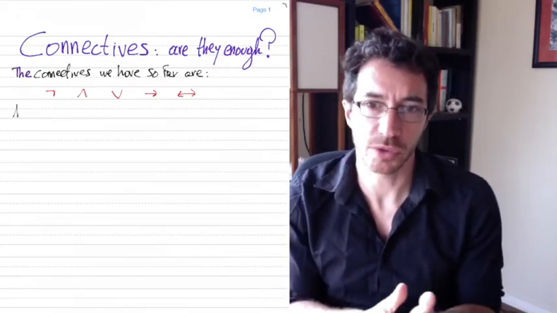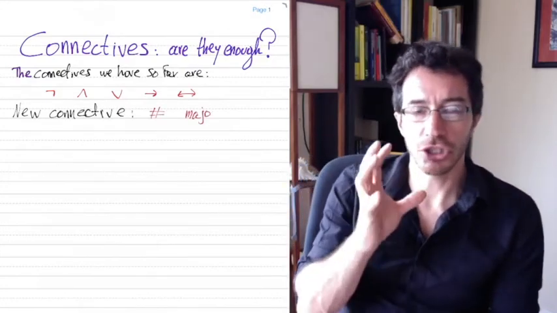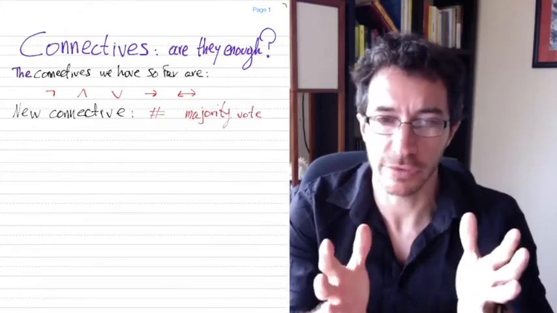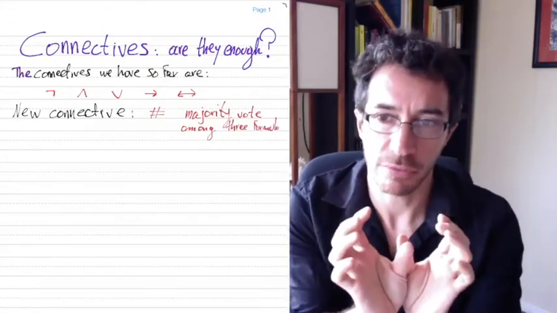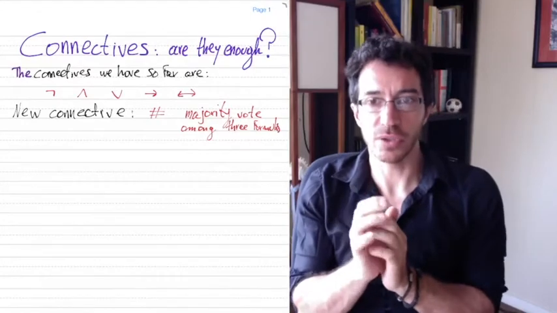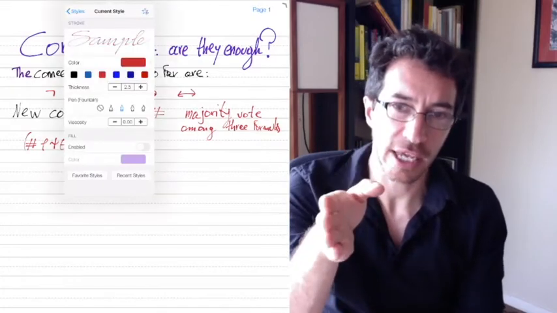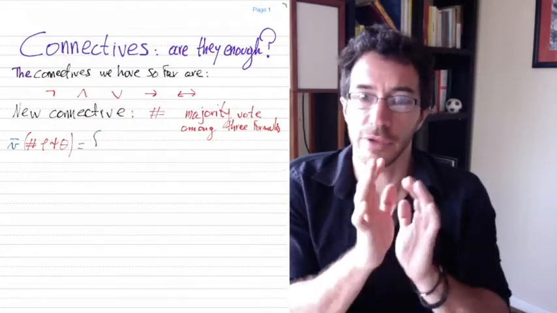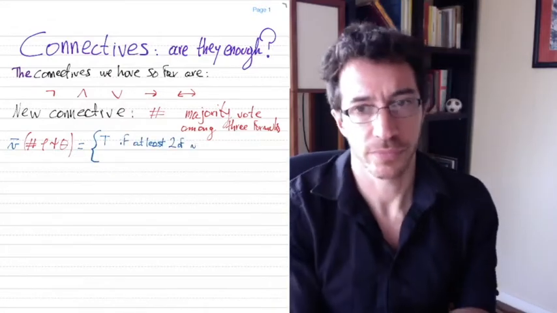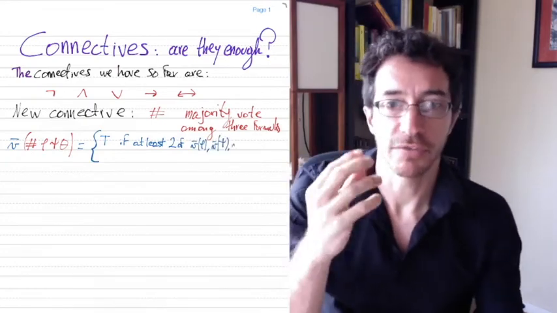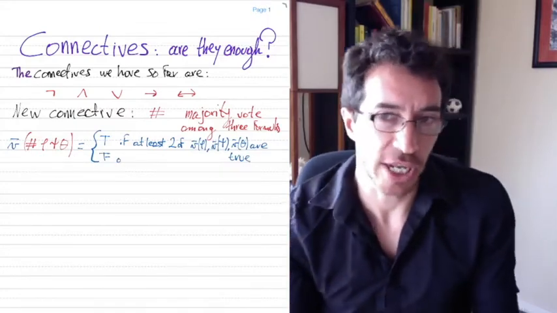So let's start with an example. Let's suppose we have a new connective that we call sharp, and what it does is take the majority vote. So this sharp is a connective among 3 things. The input is 3 subformulas, and it's going to give you what the majority of those 3 says. So the sharp of phi, psi, and theta, the valuation applied to this, is going to be true if at least 2 of them are true. And it's going to be false if at least 2 of them are false. Okay, so that's a new connective. I just made it up, but it's a connective.